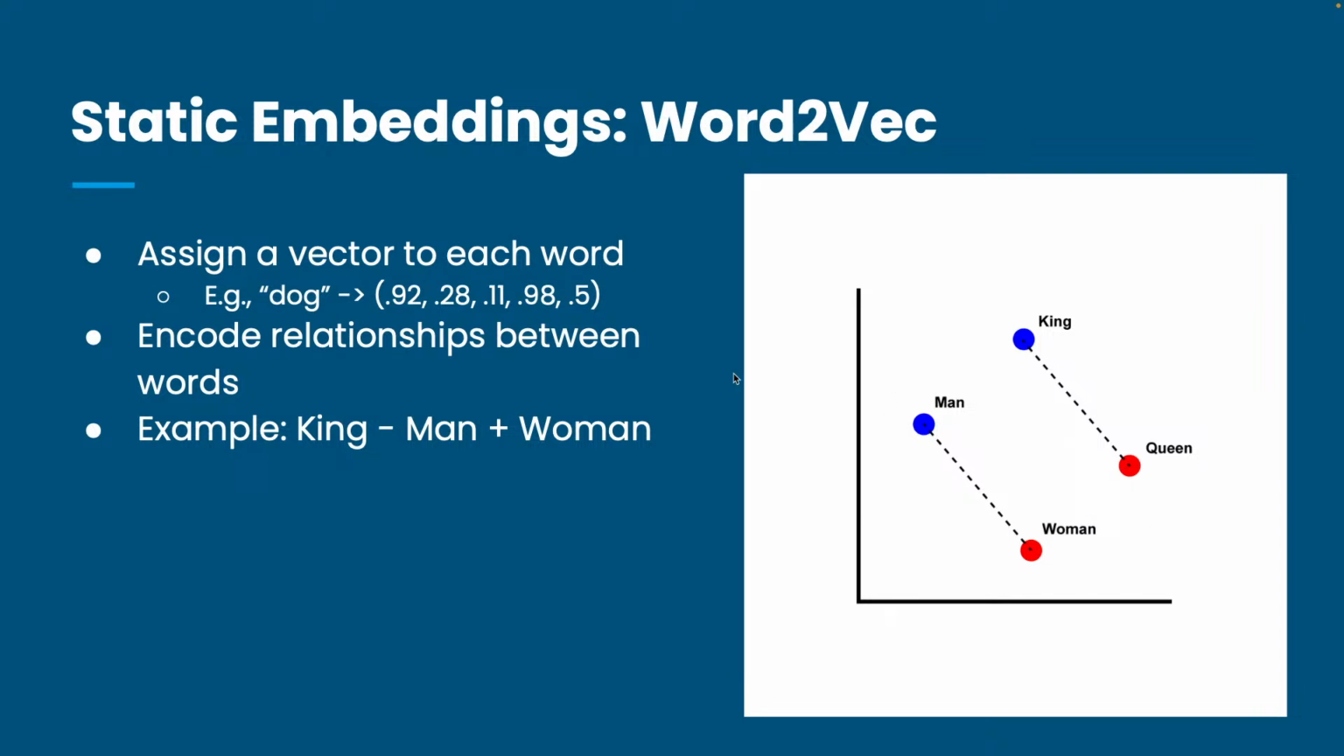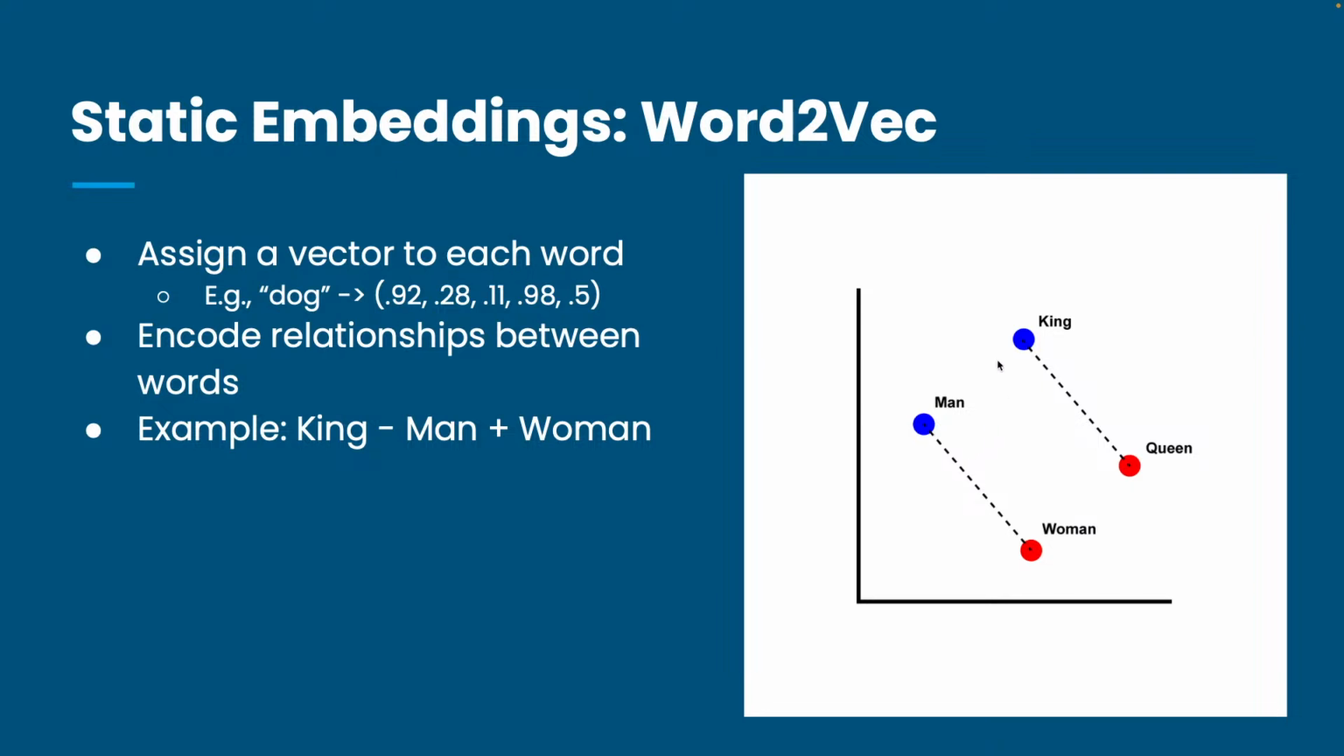So for example, I just made this up, but we can take the word dog and convert it to a vector with 5 elements, right? Or this array, 0.92, 0.28, and so on. And these are just arbitrary. But the idea is that we don't want them to be completely arbitrary, because we want them to encode relationships between words. So here's an example.